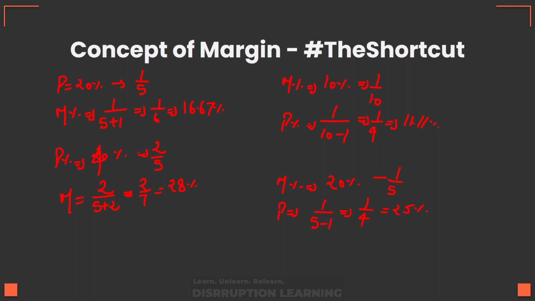Right? Now you also need to remember that it is not a function of 1, it is a function of the numerator. If you want to calculate margin percentage from profit percentage, you add the numerator in the denominator, okay? And you do the reverse if you want profit percentage from margin percentage. Now we move on to the next slide, and now we will learn loss on CP.